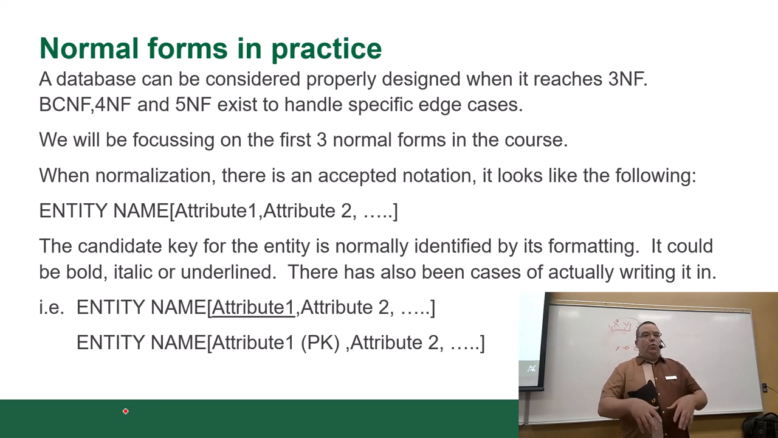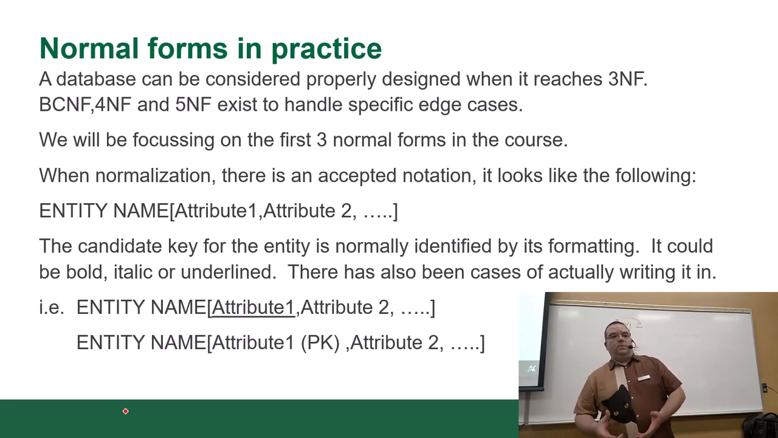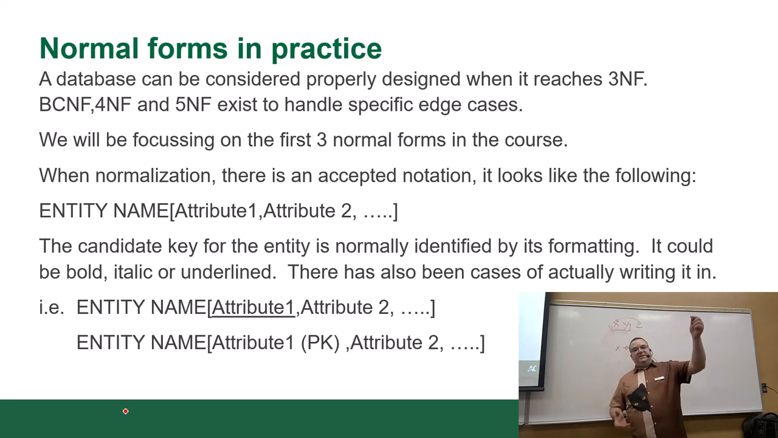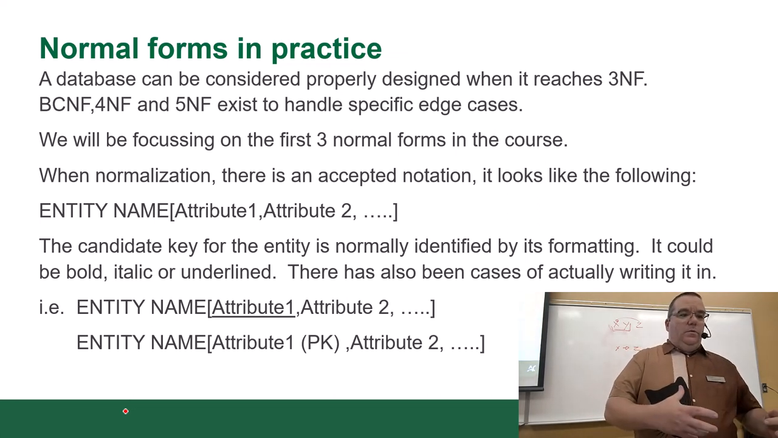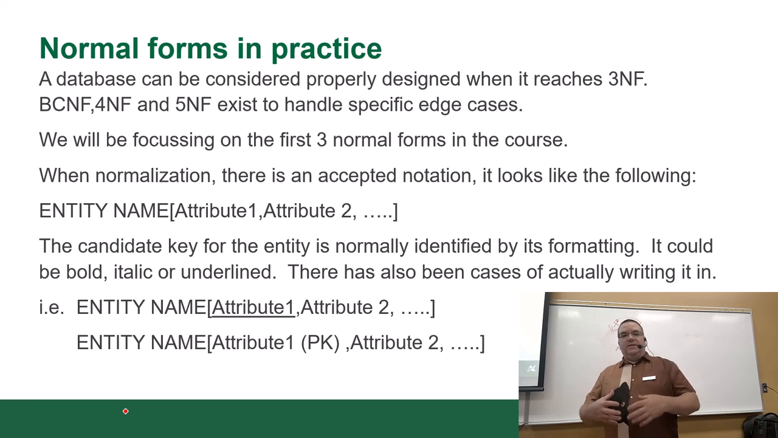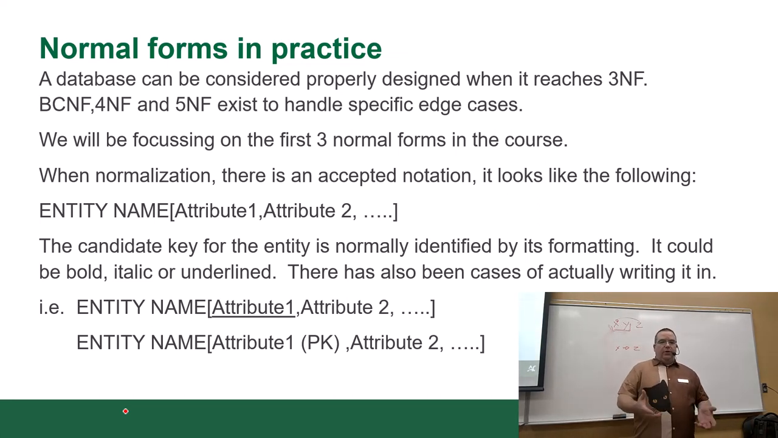So when creating normalization, since I already basically talked about the first two points on the slide, when doing normalization, there's an accepted notation. It looks like the following. The candidate key for the entity is usually identified by its formatting. It could be bold, italic, or underlined.